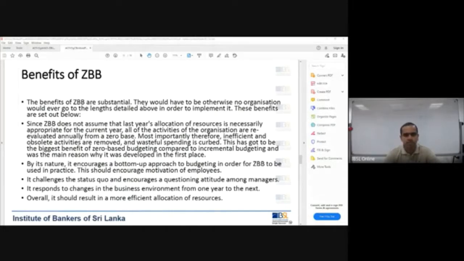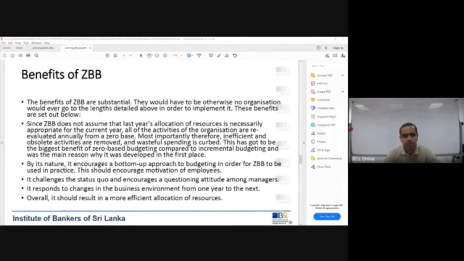The benefits of zero-based budgeting are substantial. They would have to be, otherwise no organization would ever go through the hassle detailed above in order to implement it. The benefits are set out as follows. So these are the benefits of zero-based budgeting. You can eliminate unwanted activities.